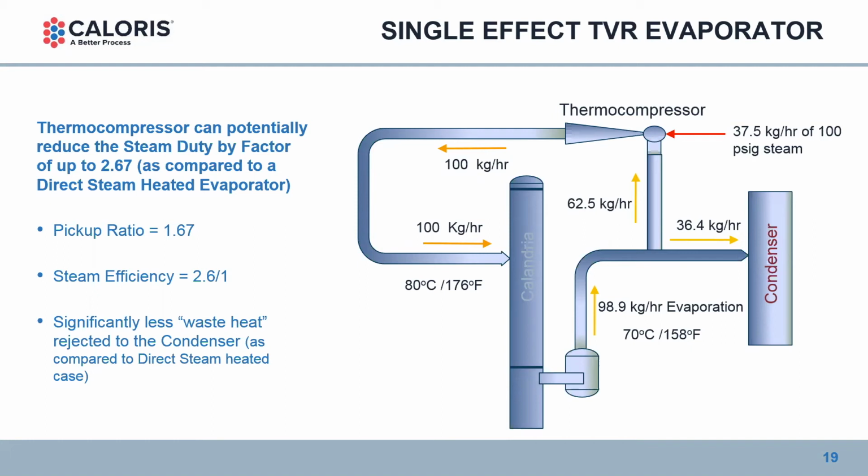It only takes 37.5 kilograms of 100 PSI steam into my TVR to create 100 kilograms an hour of heating vapor at 80 degrees C. Pickup ratio is 1.67, very good pickup ratio. Steam efficiency at 2.6, getting close to the steam efficiency of a 3-effect direct steam heated evaporator. And my waste heat rejection to the surface condenser is only a third of what it would have been if it was a direct steam heated 1-effect evaporator. So very efficient under this scenario.